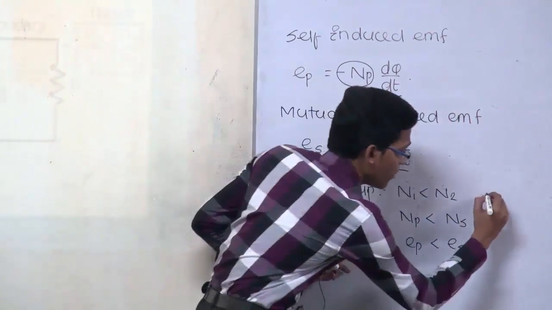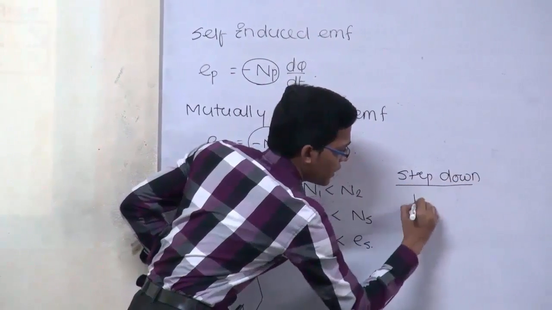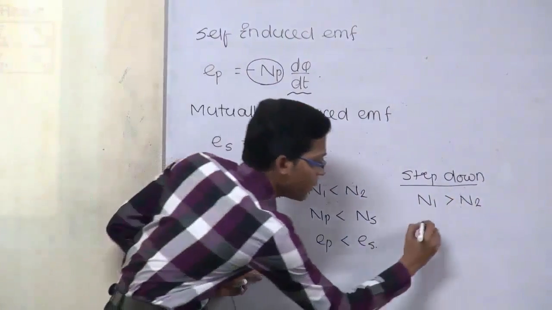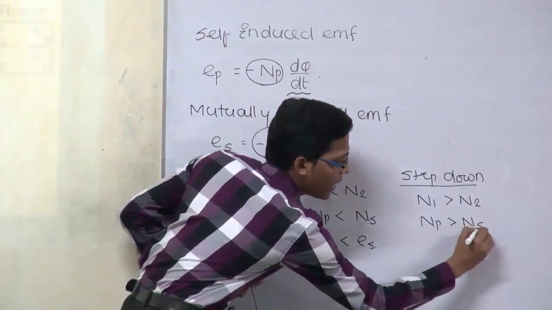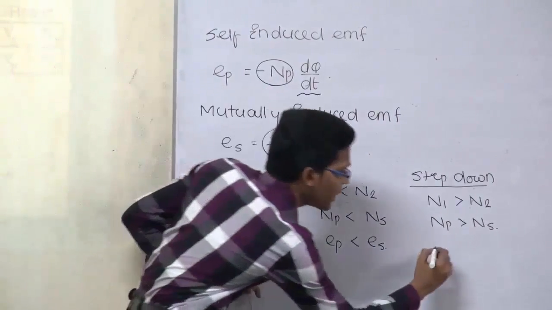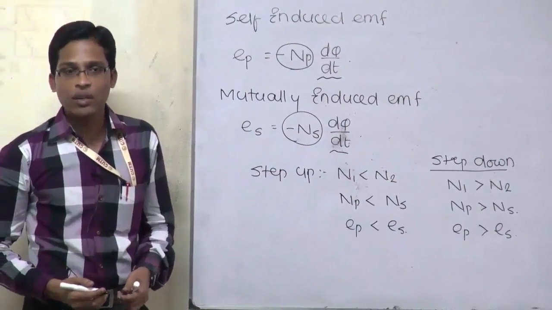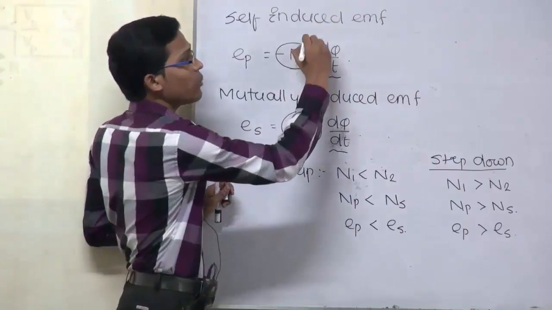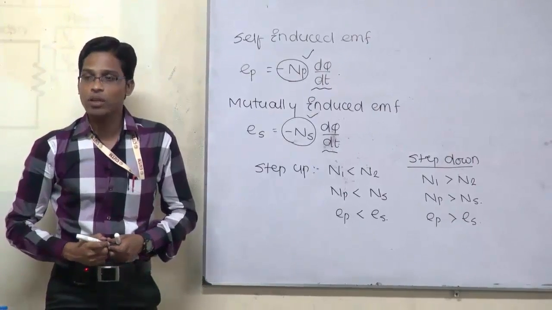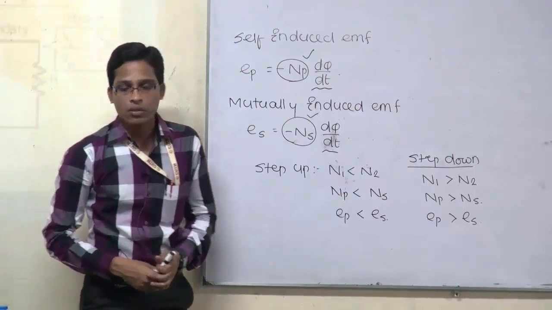For a step down transformer, we know that N1 is greater than N2, which means NP is greater than NS. If NP is greater, then the primary voltage is greater than the secondary voltage, which is called a step down transformer. So just by choosing the proper number of turns, the transformer can be taken as a step up transformer or as a step down transformer. So this is the way a transformer works.